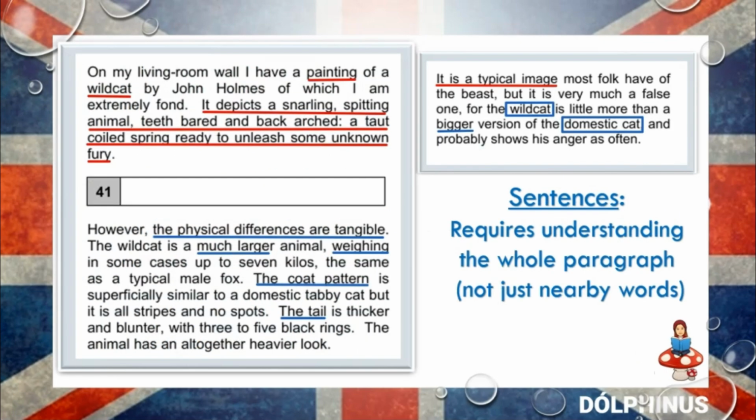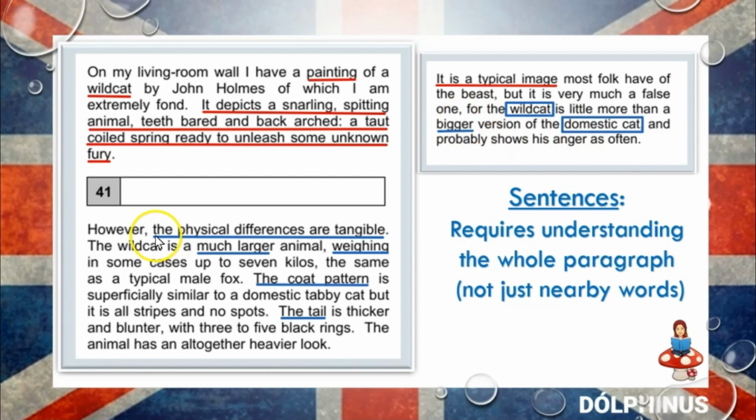Now let's compare it to C1. Here he is describing a wild cat that he saw in a painting. And immediately after, he makes reference to that description, saying it is the typical image. And instead of saying wild cat, he says beast, and then wild cat is said afterwards. After this, he compares the wild cat to the domestic cat, making reference that it's a bit bigger.